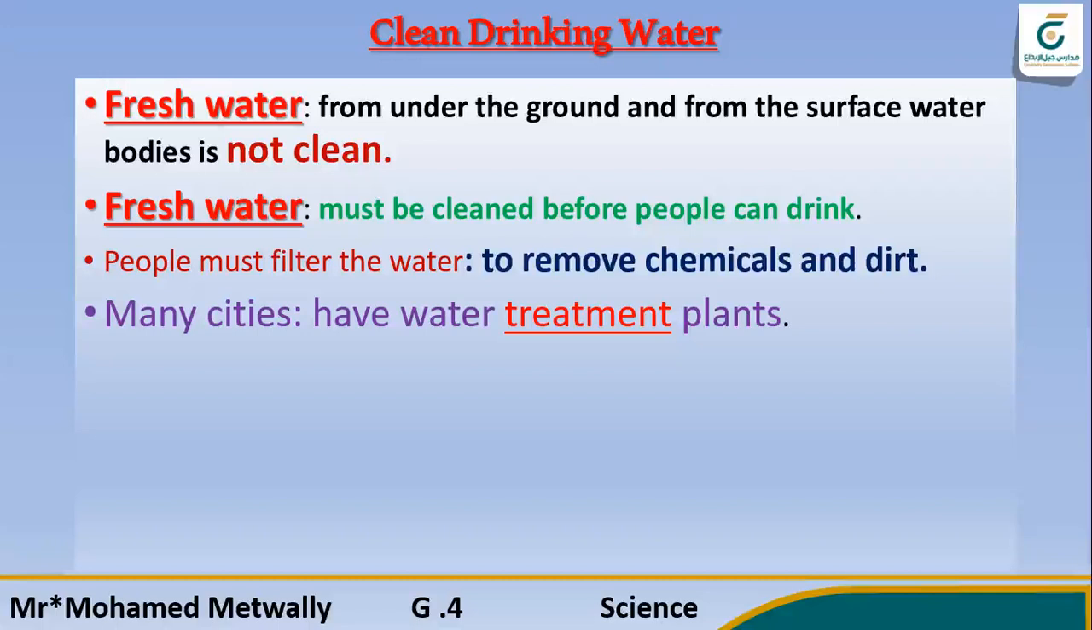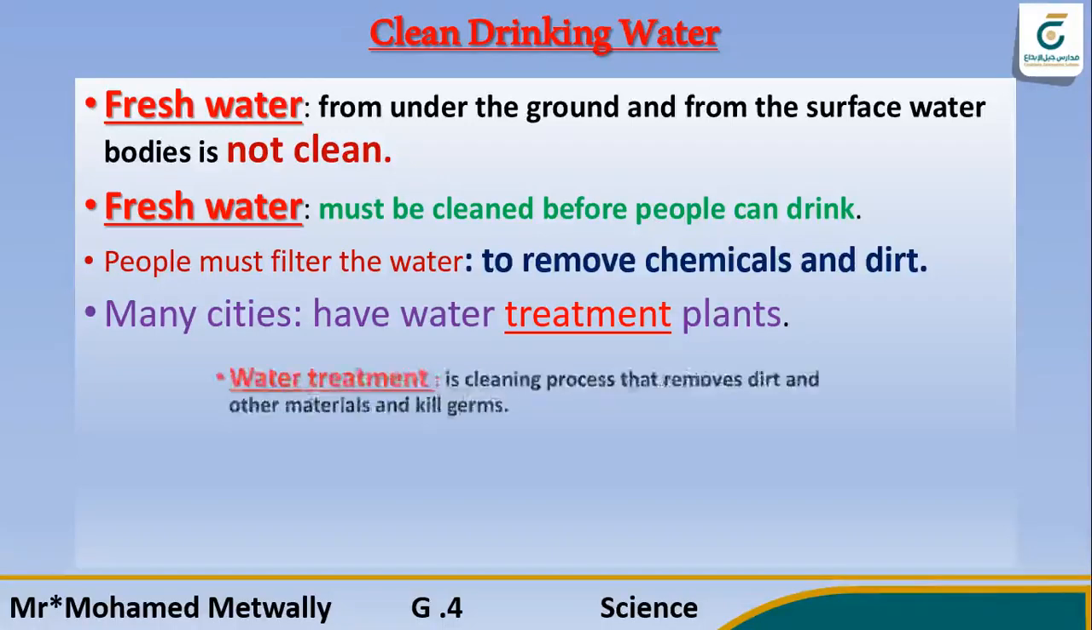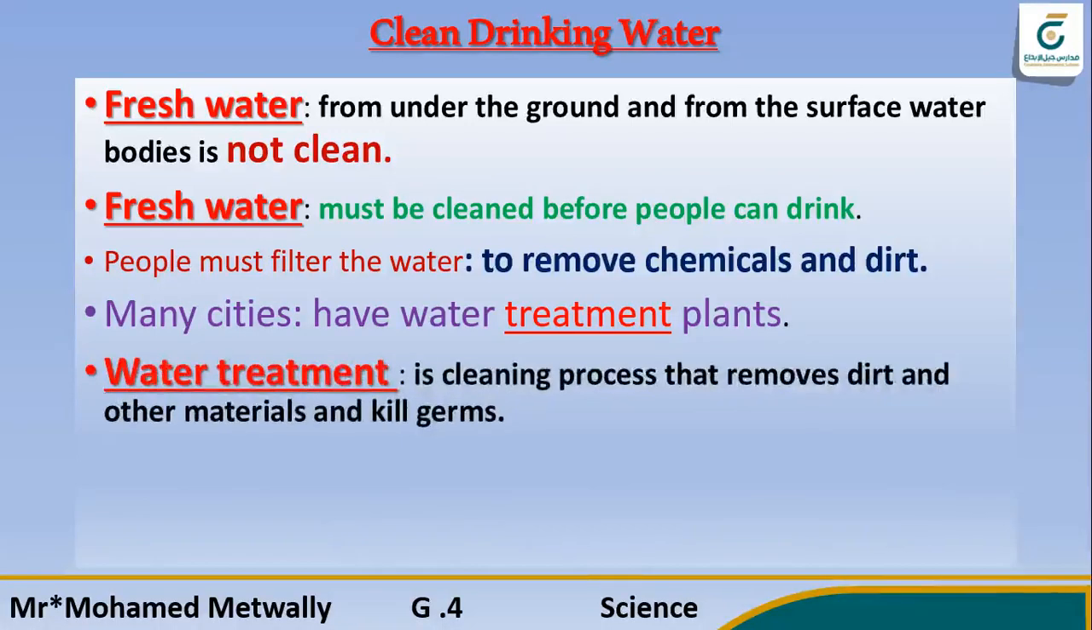Chemicals used to grow crops can also wash into bodies of water. So germs are the first reason and chemicals are the second reason for water not being clean. Fresh water must usually be cleaned before people can drink it. In some places, people get drinking water from their own wells. They must filter the water to remove the chemicals and dirt.